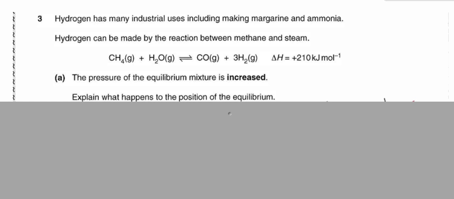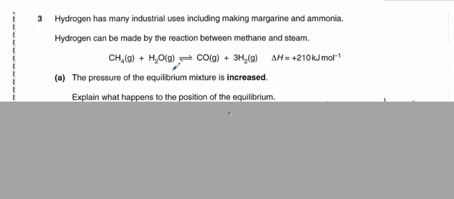F322 June 2012 question 3. This question is going to look at equilibria, catalysts, percentage yield, and then some extra stuff on atom economy. So we're starting off, we've got this equation here. We're making hydrogen in this case from methane and water, and we're producing carbon monoxide, which when you see carbon monoxide you immediately think of toxic gas, and hydrogen, which can be used to make margarine and ammonia.